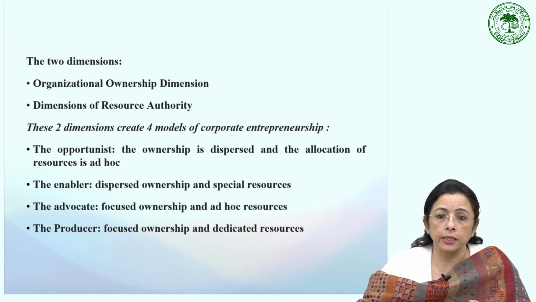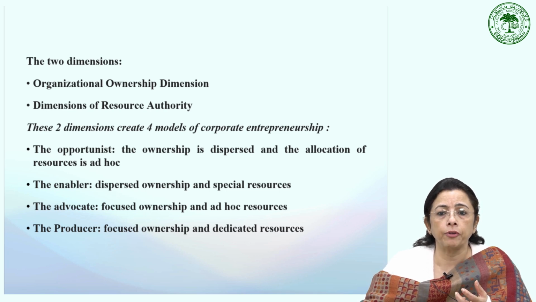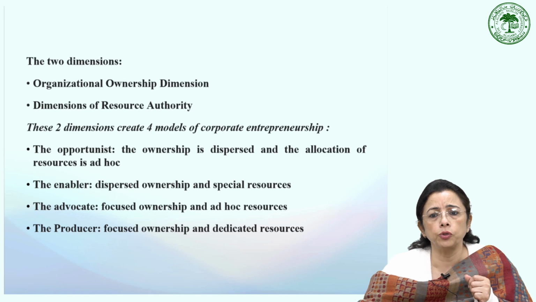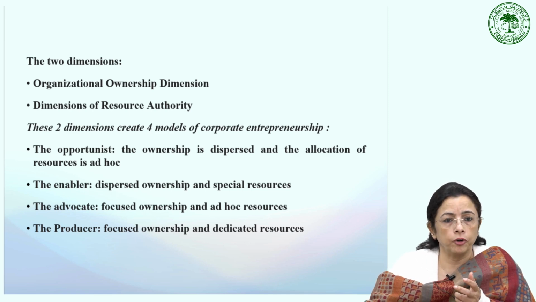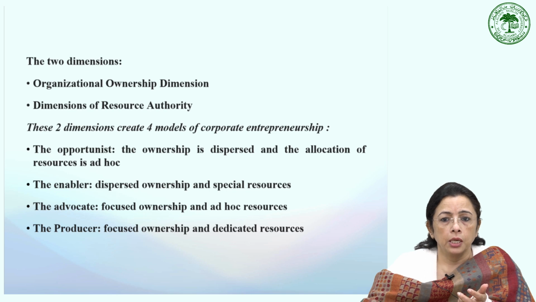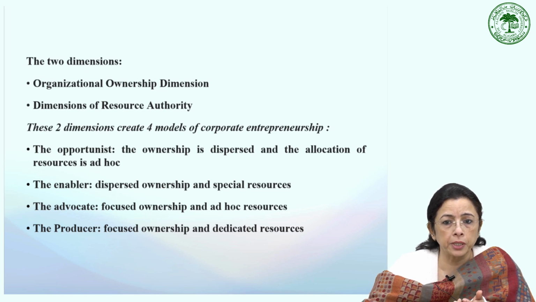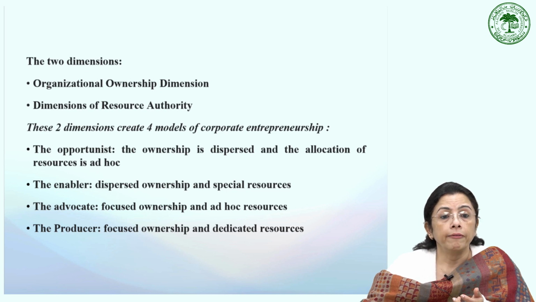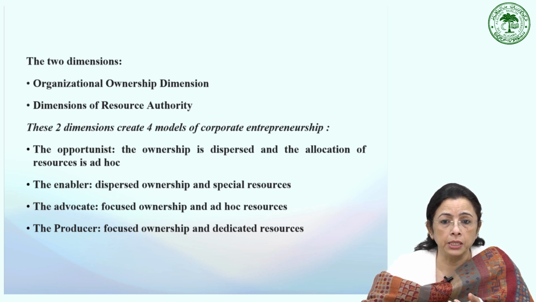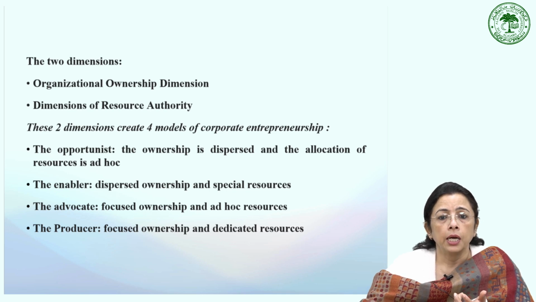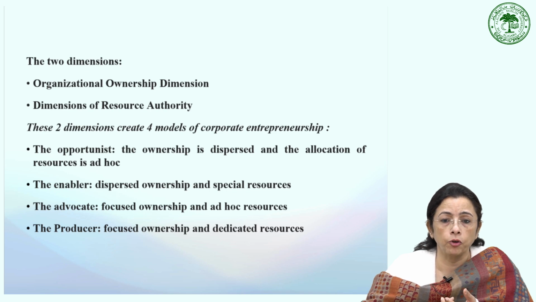And secondly, the dimension of resource authority, that is whether the project is funded by company money or on an ad hoc basis. These 2 dimensions create 4 models of corporate entrepreneurship. The opportunist, where the ownership is dispersed and the allocation of resources is ad hoc. The second is the enabler, which means dispersed ownership and special resources. The advocate is the third one, which has focused ownership and ad hoc resources. The last is the producer, which has focused ownership and dedicated resources.